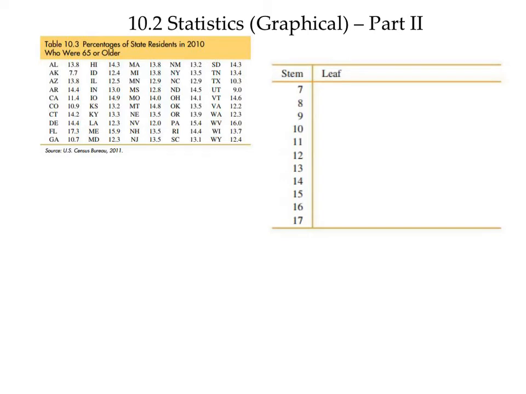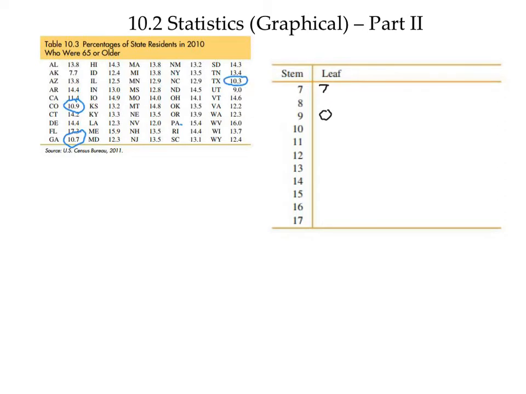Looking through the table, we see only a single entry beginning with 7, for Alaska, 7.7. So we enter a leaf of 7 for that. There are no entries that begin with 8, so we make sure to keep the 8 because that reminds us no percentages started with 8. Let's look for 9s. The only 9 is for Utah, and it's 9.0, so next to 9 we write a 0. Now we look for 10s.